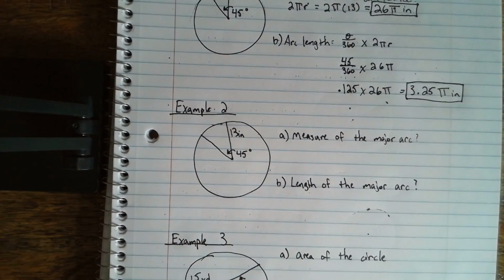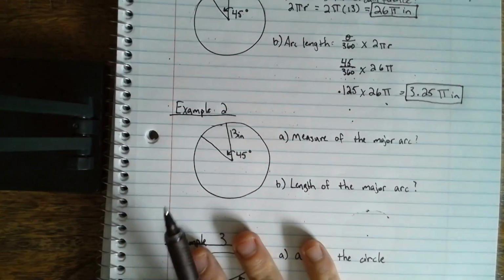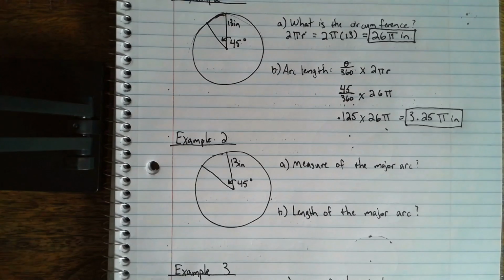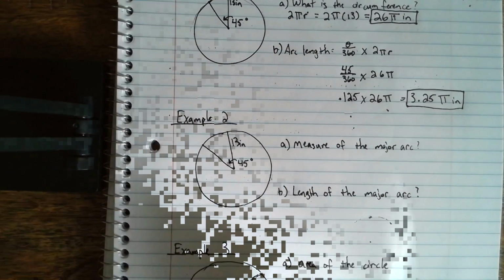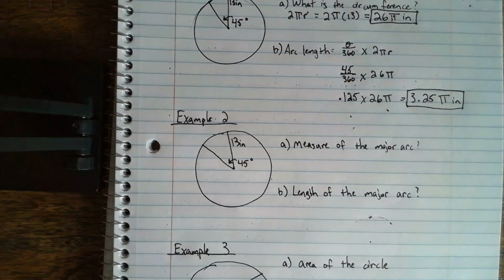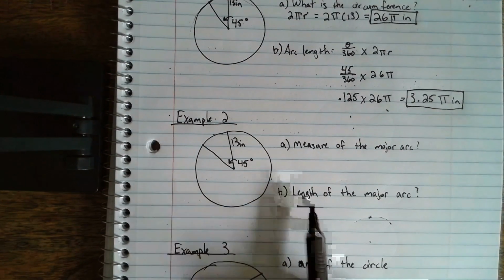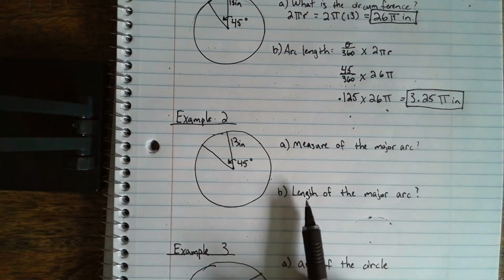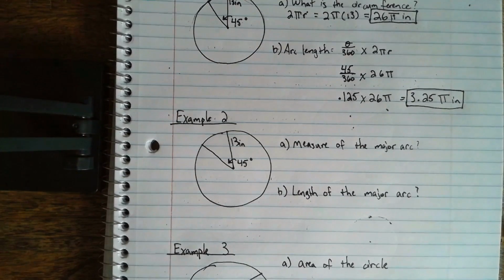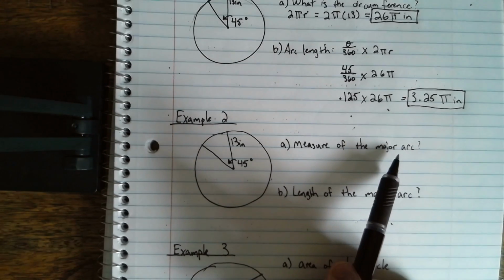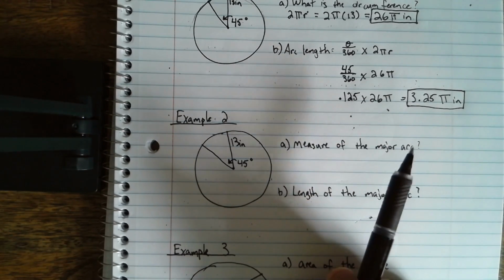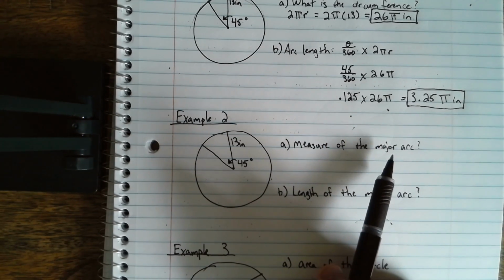So example 2. These are the same circles, okay? Just keep that in mind. What is the measure of the major arc? So when I say what is the measure of an arc, that's going to be in degrees. If I say arc length, if you see the word length anywhere, that's going to be centimeters, feet, inches. If I just say what's the measure of the arc, that is in degrees.